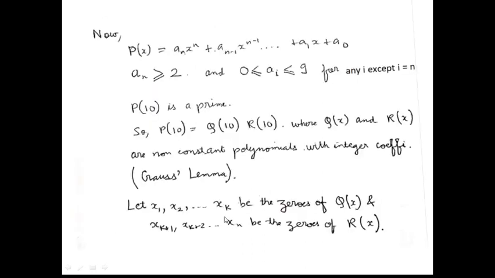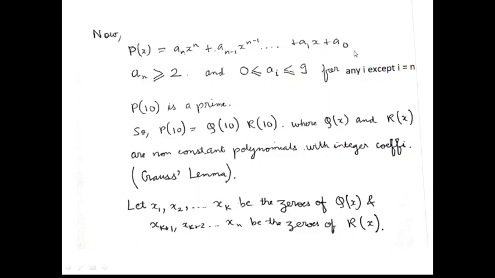Okay, so let's begin. Now p of x equals a_n x^n plus a_(n-1) x^(n-1) plus ... plus a1 x plus a0, where a_n is greater than or equal to 2 and 0 is less than or equal to a_i less than or equal to 9 for any i except i equal to n. Now we are given that p of 10 is a prime.